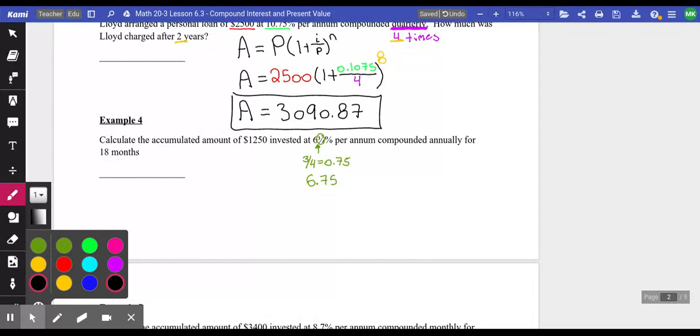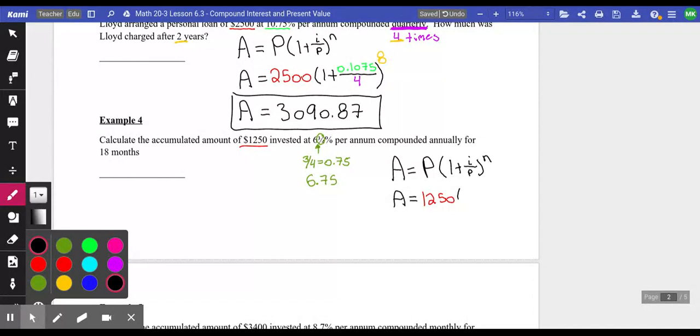All right, let's try this out. Our formula is A equals the starting amount, big P, 1 plus I over little p, to the power of n. We start to fill things in. My starting amount is 1,250.